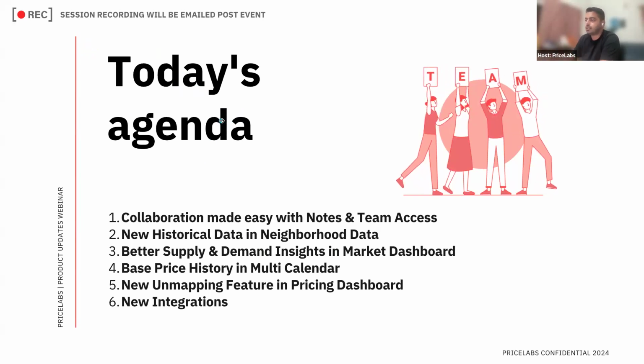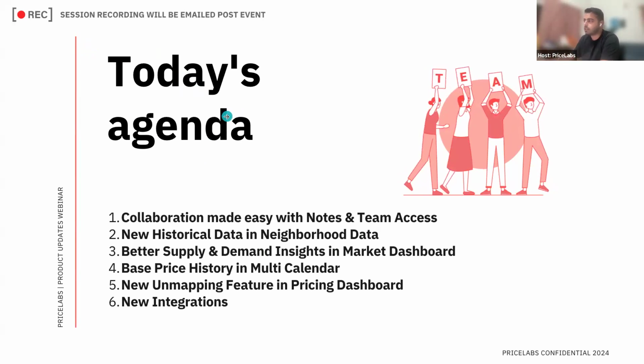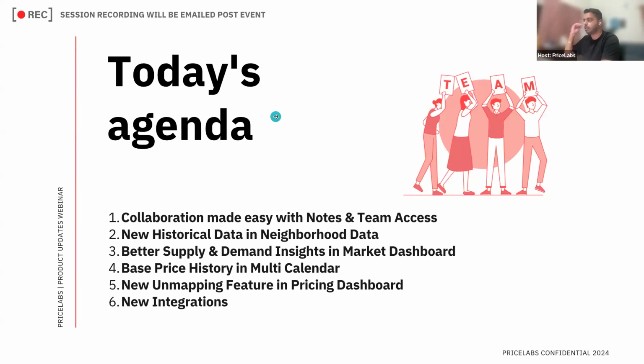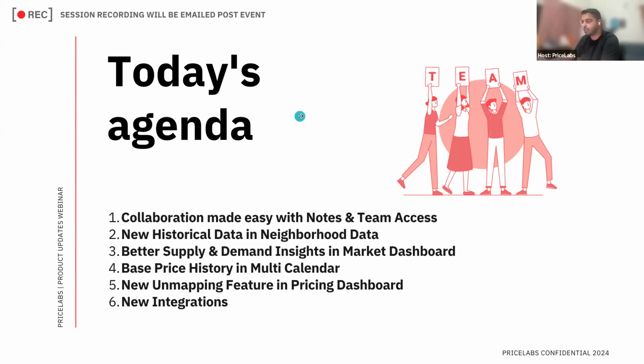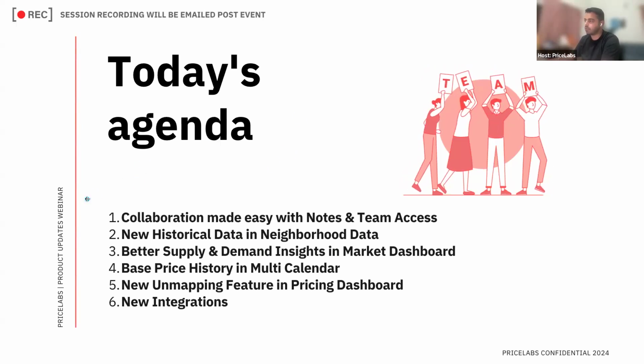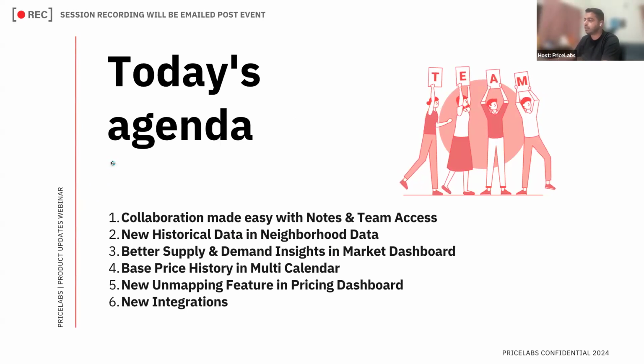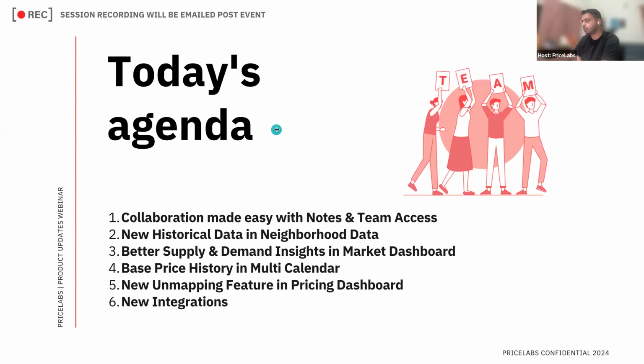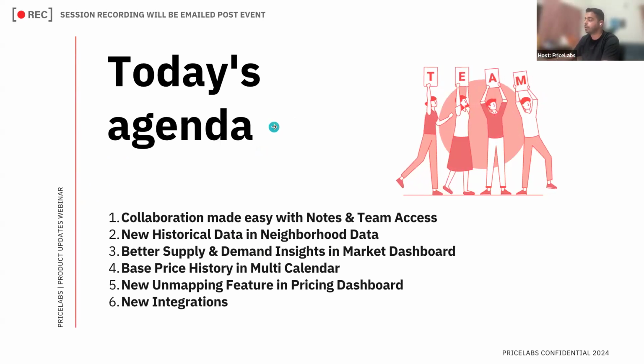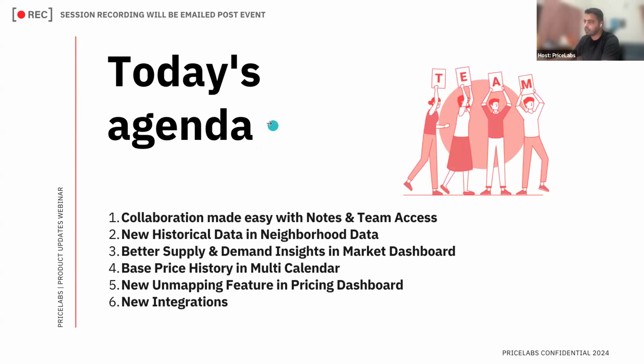Starting with the agenda, there are around 6 items that we want to cover, and if time permits, we'll cover a few more of our future plans. But primarily, these are the things that we've done in the month of August. First one is we have made some changes to the notes that you can add at a listing level or at a group level. And there are some updates on how you can give access to your team, right?